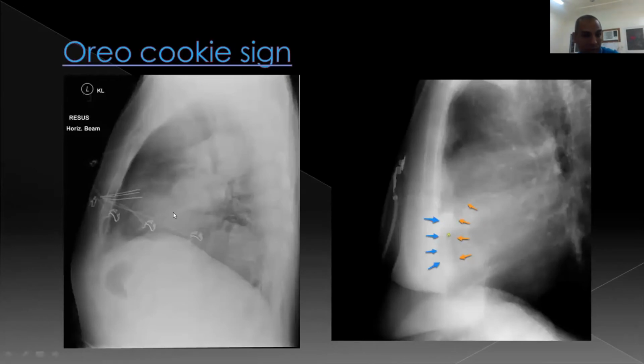We have some signs that we discussed also. We have the Oreo cookie sign. The Oreo cookie sign means that in the lateral view, we have an opacity between two hypodense lines. These hypodense lines contain fat, pericardial fat, and the pericardial effusion is in between.